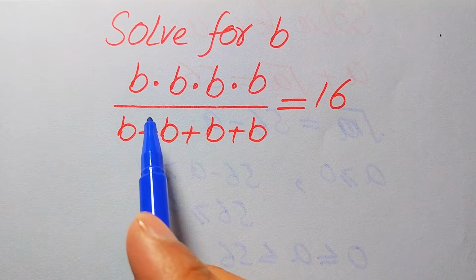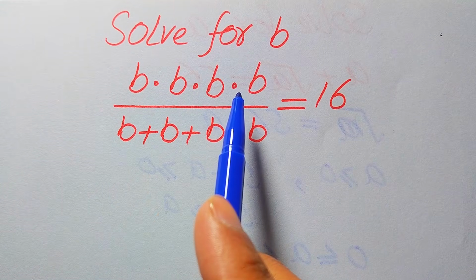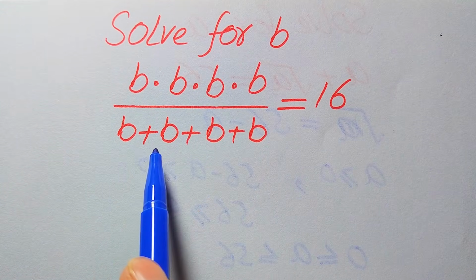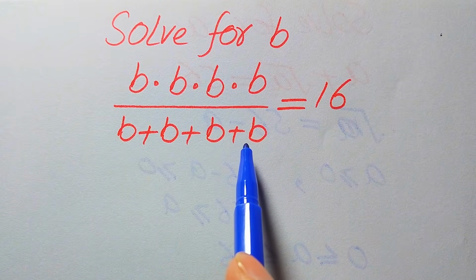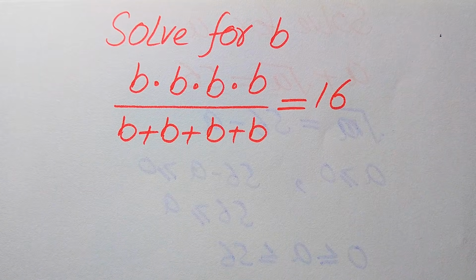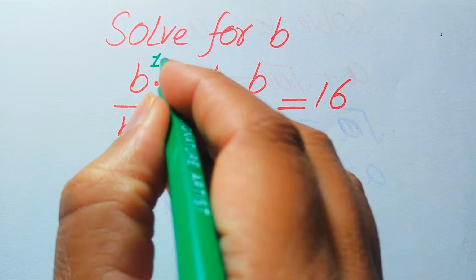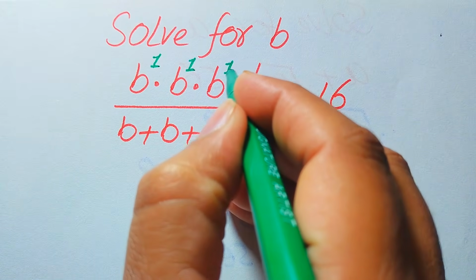So here we have b multiplied by b multiplied by b multiplied by b divided by b plus b plus b plus b is equal to 16, and we solve this problem for all the values of b. First, focus on the numerator side, where b is multiplied 4 times and the exponent of all these terms is 1.